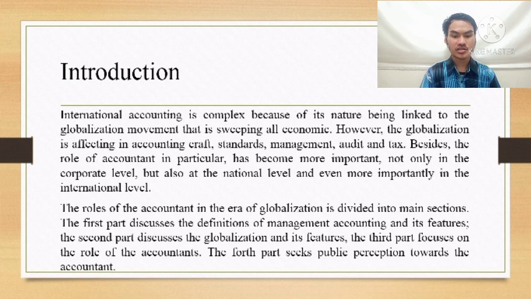The roles of the accountant in the era of globalization are divided into four main sections. The first part discusses the definition of management accounting and its features. The second part discusses globalization and its features. The third part focuses on the role of the accountants. The fourth part seeks public perception towards the accountant.